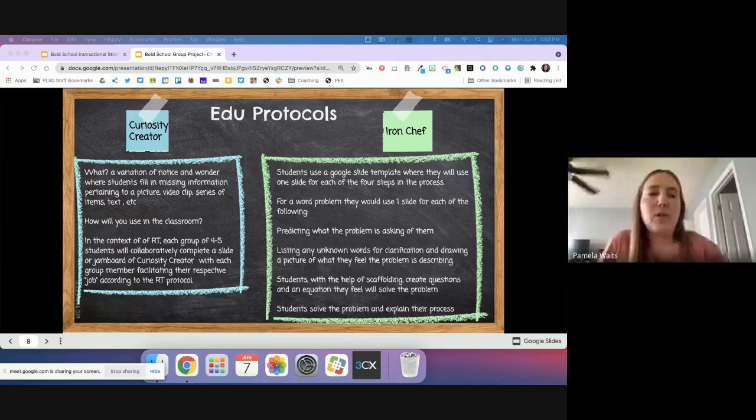Iron Chef being similar, having some type of Google slide where each of the 4 steps were broken up into a slide, and they can either collectively or individually as a group be assigned a slide to work on to complete the 4-step process.